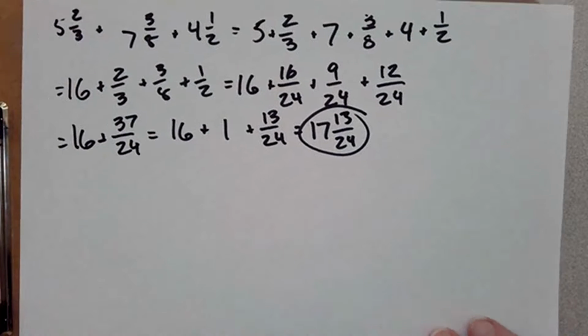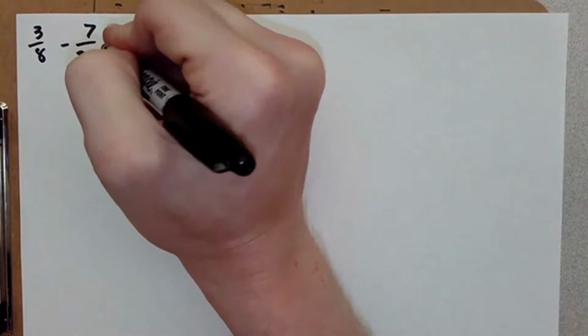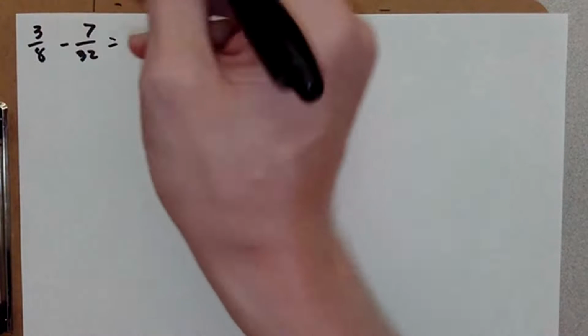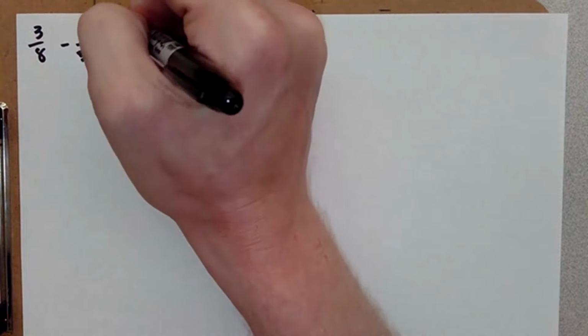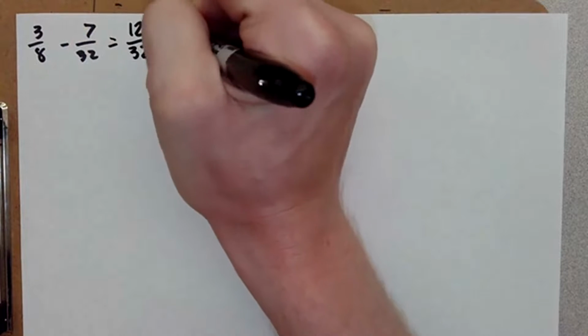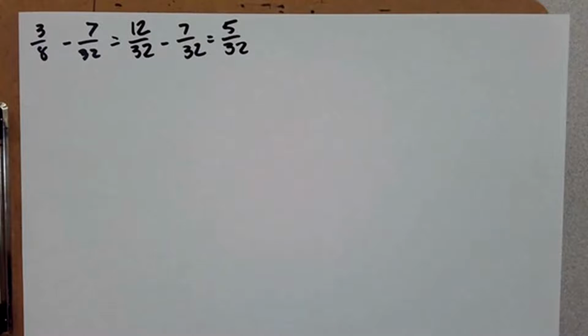Okay, now moving on. Next, we've got a subtraction problem. We want to subtract 7/32 from 3/8. Well, that's not too bad because 8 times 4 is 32, so we just multiply the numerator and denominator by 4. 12 over 32 minus 7 over 32 is 5 over 32. Nice simple one.